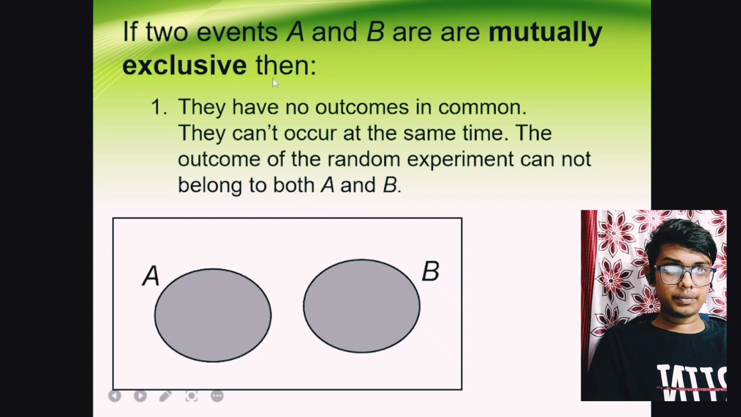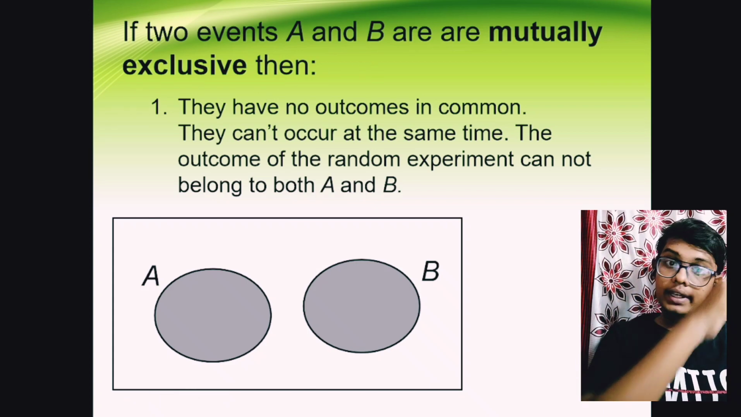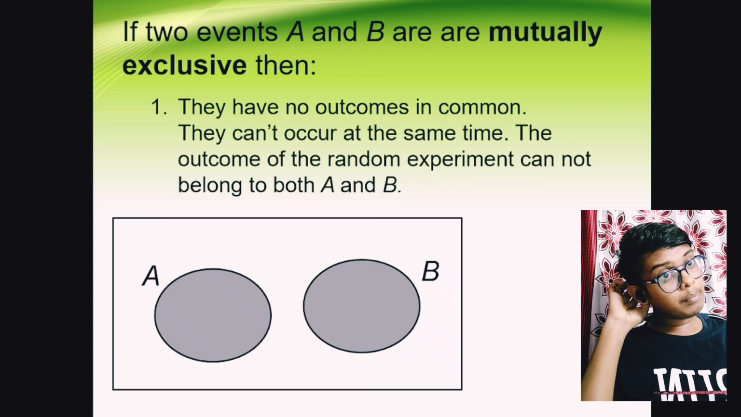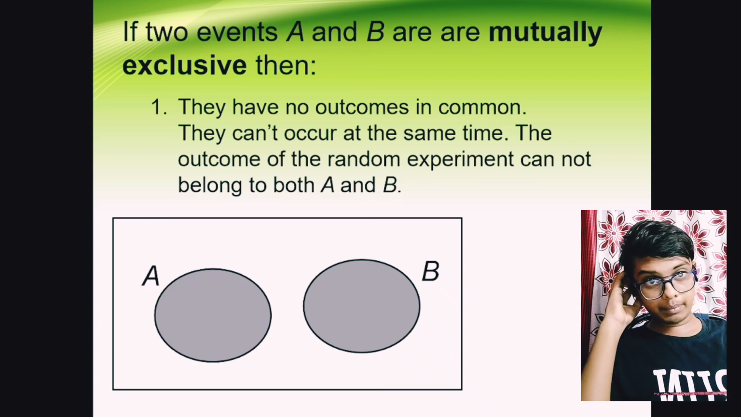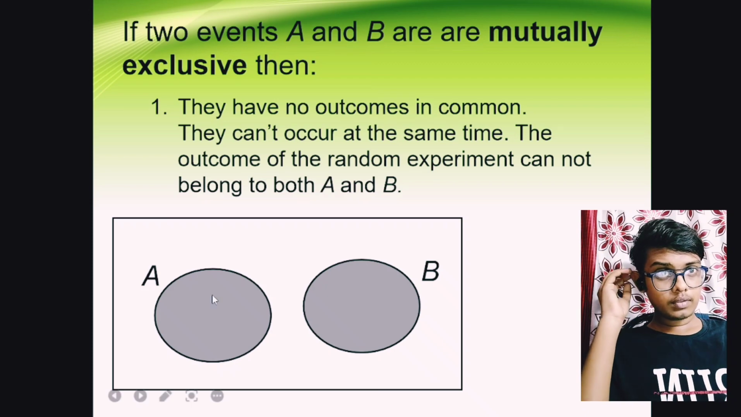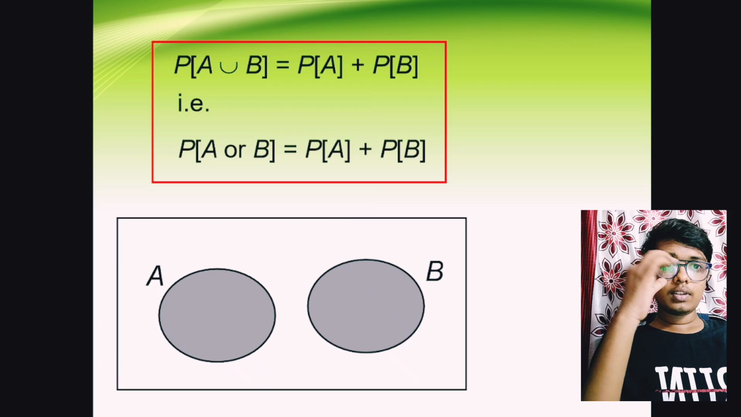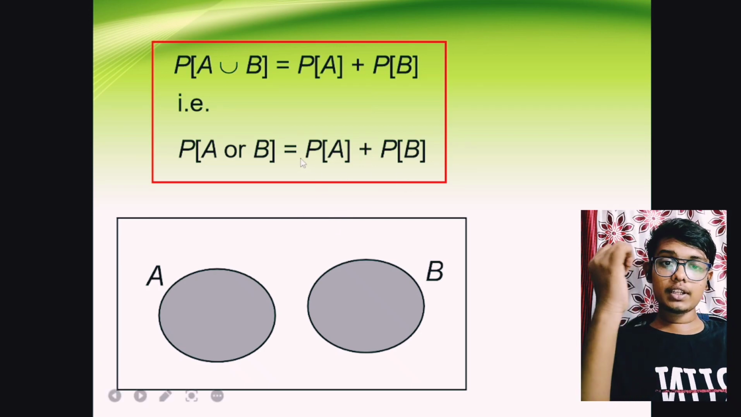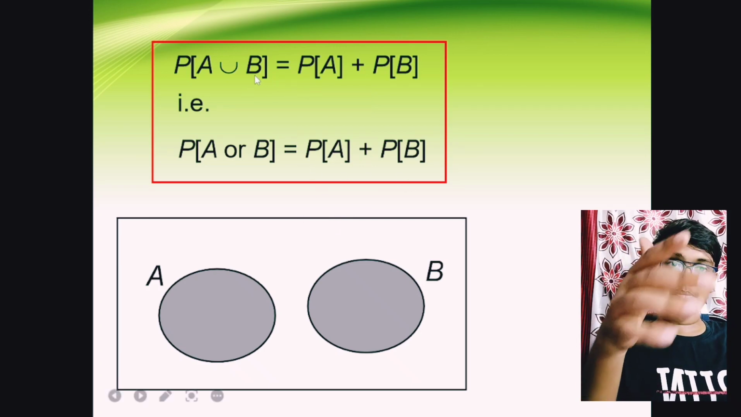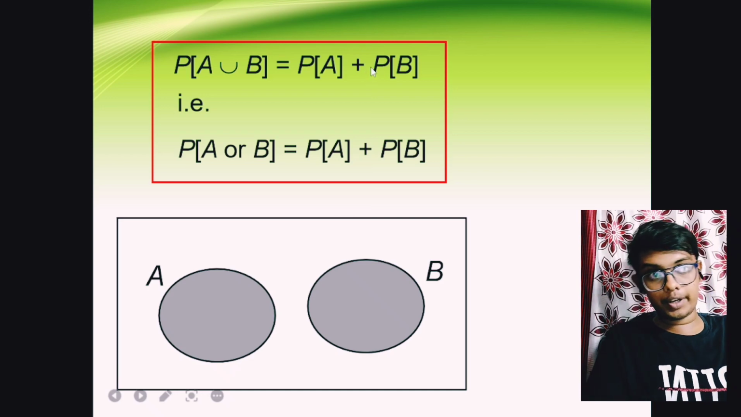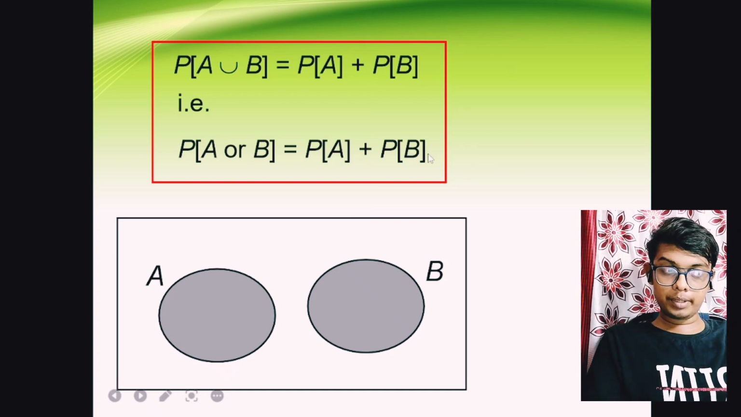If two events A and B are mutually exclusive, then they have no outcomes in common. They don't occur at the same time. The outcome of the random experiment cannot belong to both A and B. In general, the additive rule is P of A union B is equal to P of A plus P of B minus P of A intersection B, or P of A or B is equal to P of A plus P of B minus P of A and B.